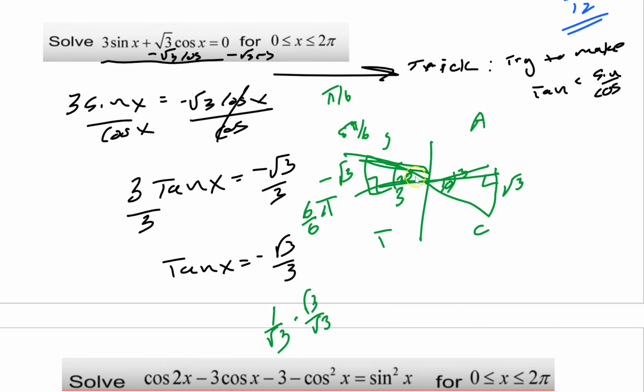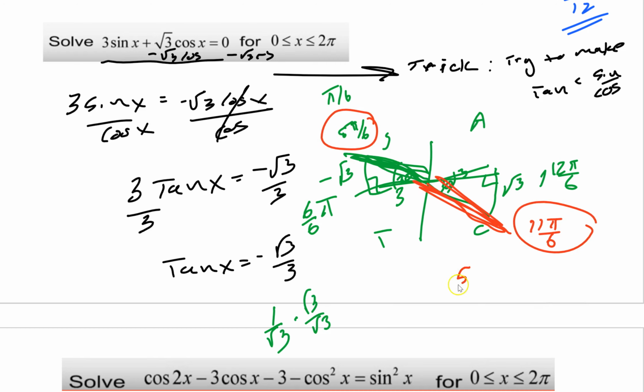So that's this answer. Sitting over here, this is 6 over 6. Go around again, 12 pi over 6. And then 1 less would be right here. Can't draw a straight line for the life of me. 11 pi over 6. And those are my two answers. Again, a little tricky, but that's the idea.